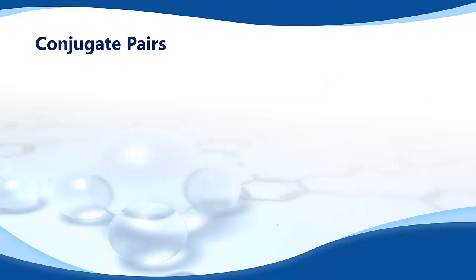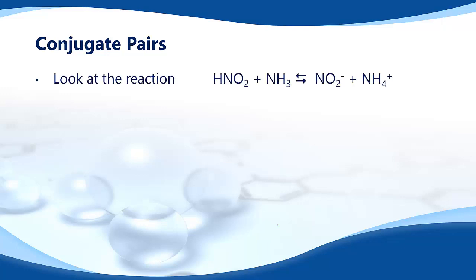Now, the other thing that I need to talk about when I talk about acid-base definitions are what's called a conjugate pair. Here's a reaction. This is an acid-base reaction. We have nitrous acid, HNO2, reacting with ammonia, which is our base, producing nitrite ion and ammonium ion.